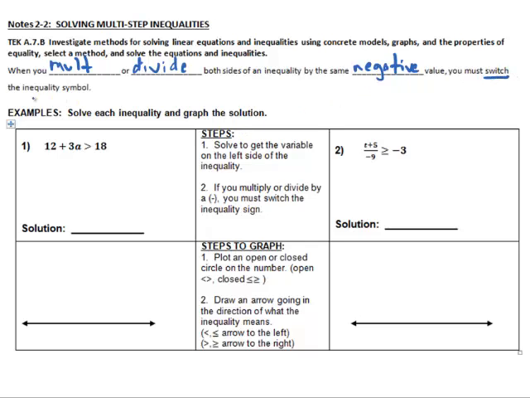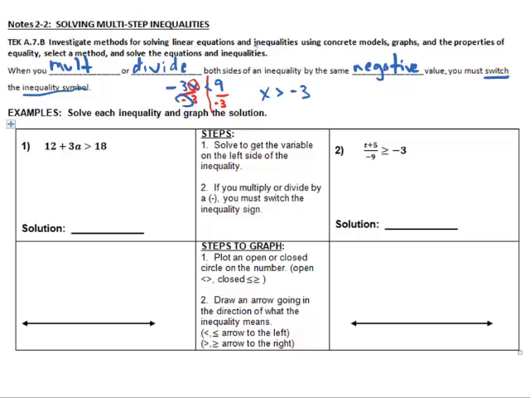Switch the inequality symbol. So if it was negative 3x is less than 9, to solve this, I do the same thing as if I were solving an equation. I'm going to have to divide both sides by negative 3. And since I divided by a negative, I'm going to have to flip the inequality. So it's going to be x is greater than 9 divided by negative 3, which is negative 3. So that's when it happens, okay?